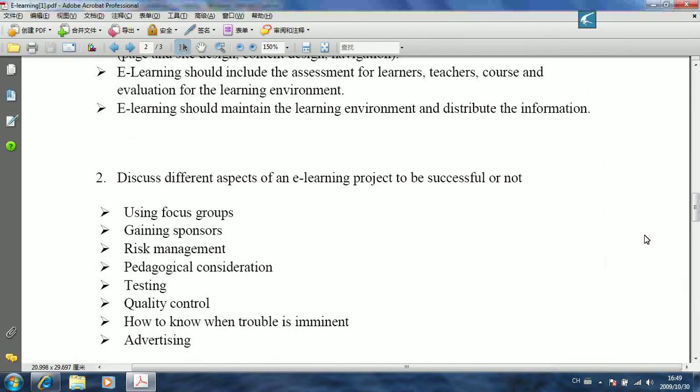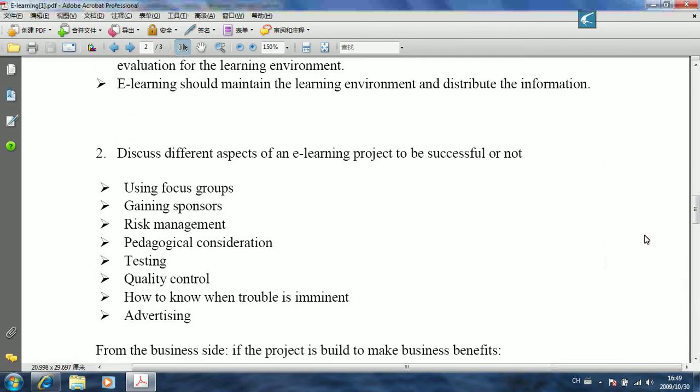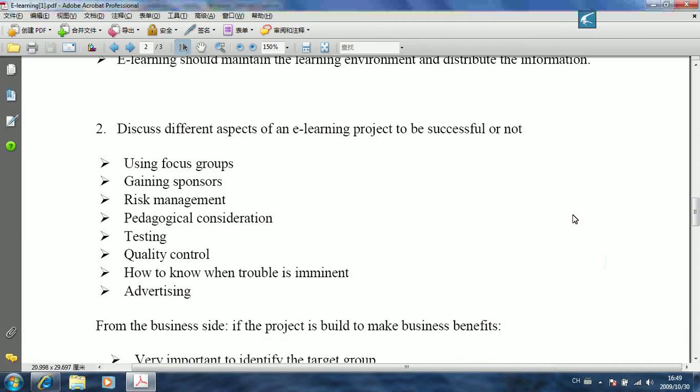The second question is to discuss different aspects of an e-learning project that make it successful or not. We all think the benefits and the shortcomings should be taken into consideration when we conduct a successful build-up of an e-learning project. That is, the target group is the user focus group here. And how are we going to gain sponsors? Without sponsorship, nothing can go smoothly.